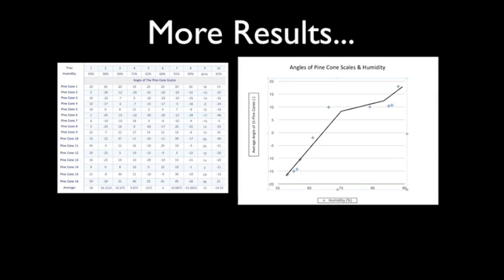If you look on the right, there's a graph that clearly shows the directly proportional relationship between the average angles of the 16 pine cones and the humidity. When the humidity was at max, the average angle of the 16 pine cones was also max, and when the humidity was at min, the average angle of the 16 pine cones was also at min. This is a very clear graph of the trend: the higher the humidity is, the larger the angles of the 16 pine cones.